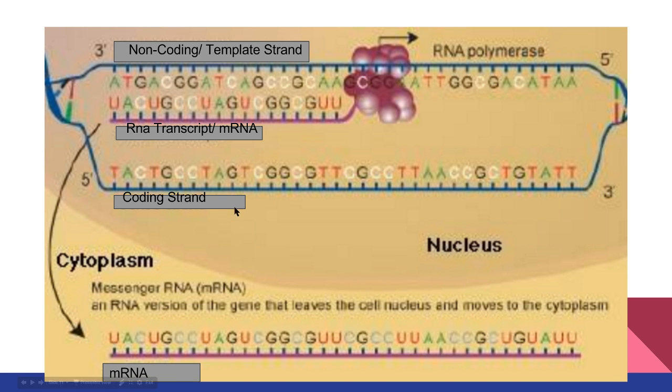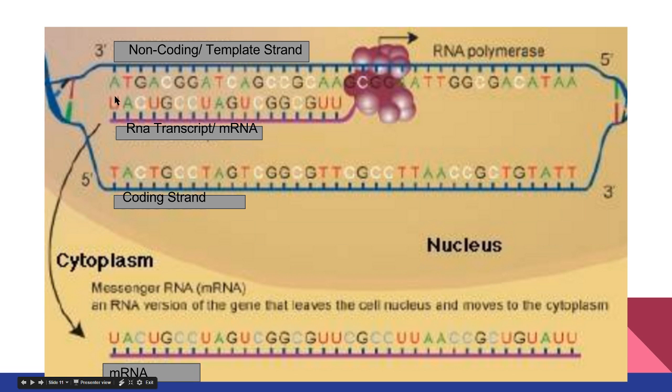So this is the non-coding strand, also known as the template strand, and this is the RNA transcript, or mRNA, right here, and this is the coding strand. And then here's the mRNA when it leaves the nucleus. So this is what happens. The RNA polymerase comes in and splits the DNA. If you can tell in this picture, this is the double helix, this is the double helix. The polymerase starts laying down these bases, grabbing the bases for the complementary pair.